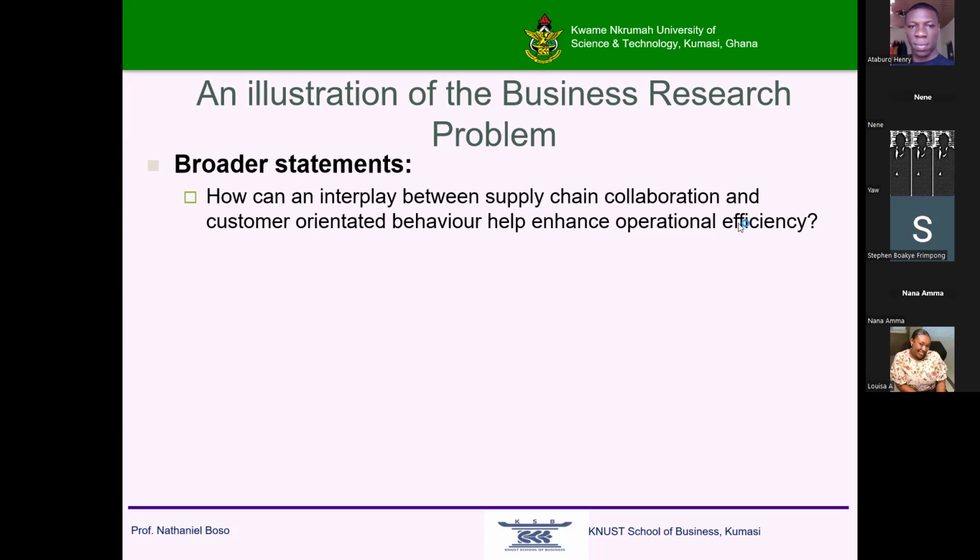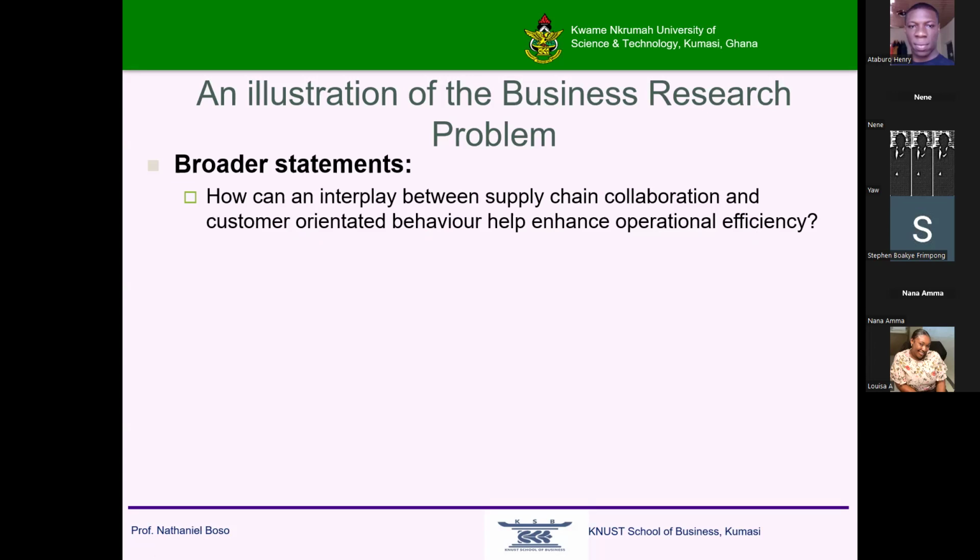We can break this down into smaller or more direct or more specific research questions, such that when we put them together, we will come back to the same big research question. What we can deduce from here is that supply chain collaboration may or may not influence operational efficiency, and also customer-oriented behavior may or may not influence operational efficiency because of the word interplay and enhance here. By the construction of this sentence, we can deduce that supply chain collaboration and customer-oriented behavior can be seen as a sort of input or ingredients to influence operational efficiency. Only we do not know for sure.